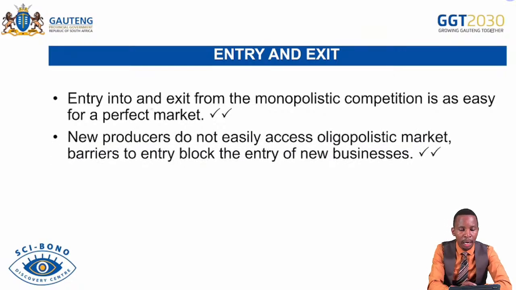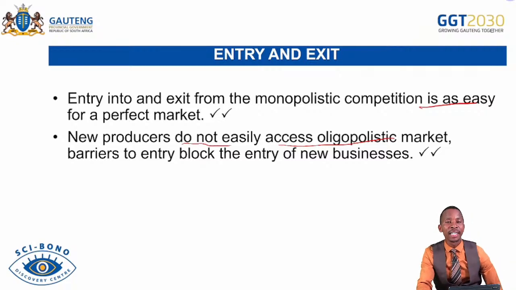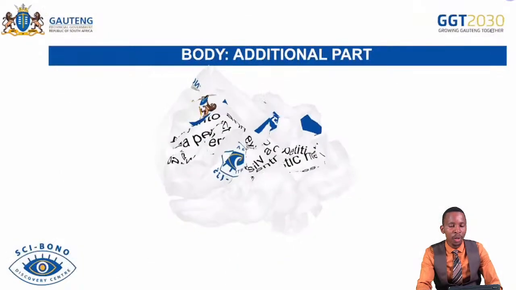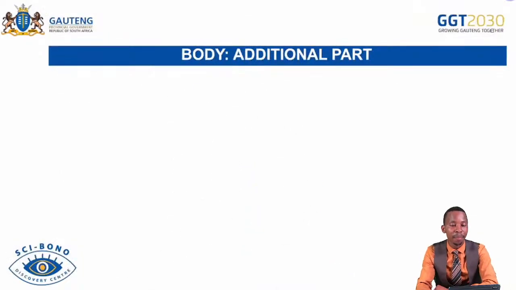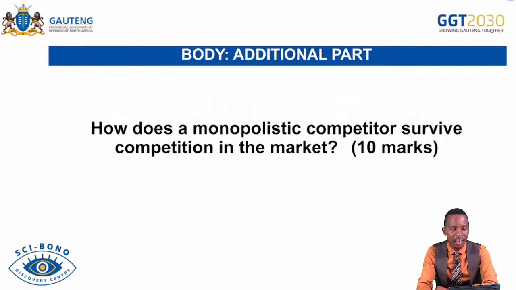Entry and exit in the monopolistic is easy. And then also we say new producers do not easily access the oligopoly market. So under oligopoly, firms cannot easily access the market because some barriers to entry do exist to block the entry of new businesses. That was your main part. And then in the additional part: how do monopolistic competitors survive competition in the market? For 10 marks.